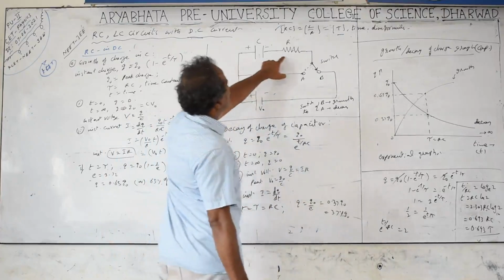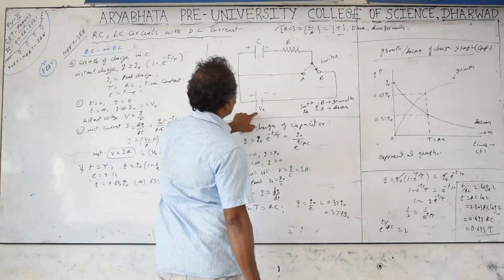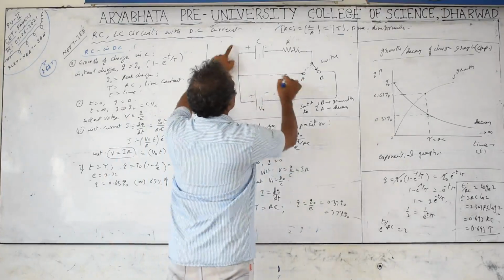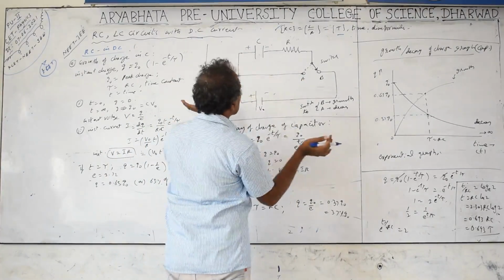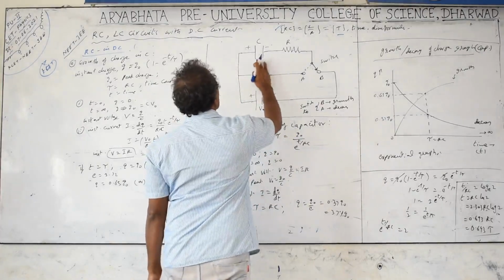A capacitor is connected with a resistance and a switch here. First we connect the switch to the battery of voltage V0. Then the capacitor will be charged. The charge goes here, but all the charge does not go suddenly. Charge goes slowly onto this capacitor. At any instant, the charge is taken as Q.